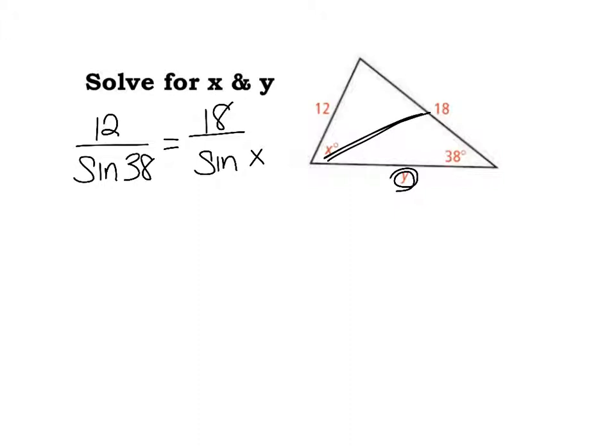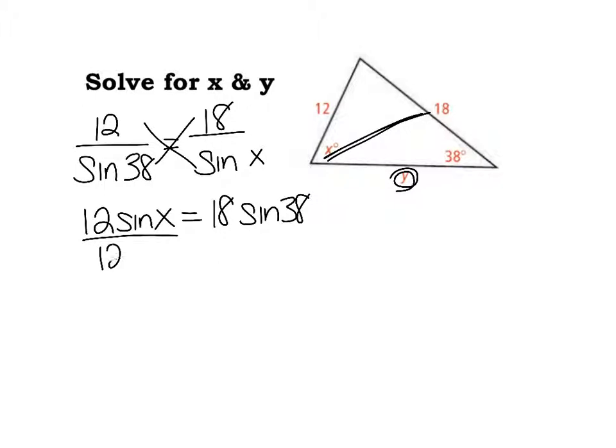Okay, now you're going to do your cross products. 12 times the sine of x equals 18, I always like to put that in front, times the sine of 38. I'm solving for x, so I'm going to divide by the 12. So let's go to our calculators and let's figure out what this is going to equal. I'm going to do 18 times sine 38. Be sure to close that parenthesis. That's very important. Close your parenthesis now. And then divide it by 12.